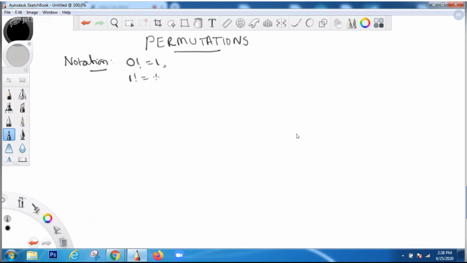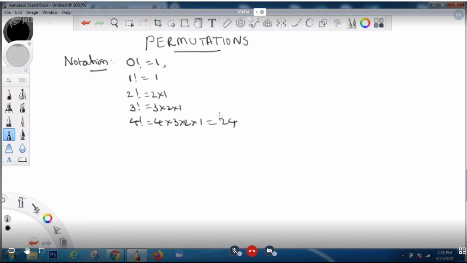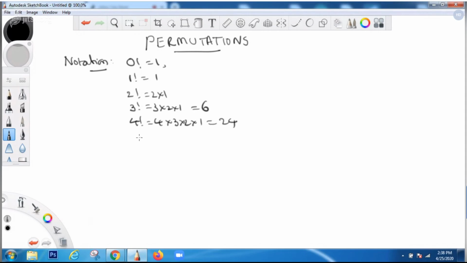1 factorial is equal to 1. 2 factorial is equal to 2 into 1. 3 factorial is equal to 3 into 2 into 1, which is 6. 4 factorial is equal to 4 into 3 into 2 into 1, which is 24. 5 factorial is equal to 5 into 4 into 3 into 2 into 1, which is equal to 120.